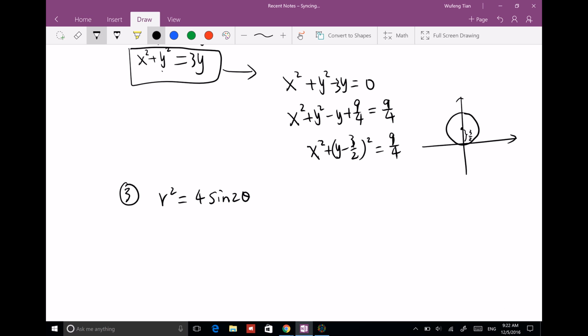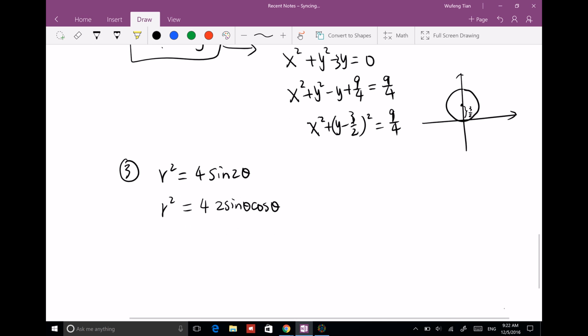Okay. So r squared. I'm going to write a little bit more for everyone. Changing sine 2 theta to 2 sine theta cosine theta, so you got r squared equals 8 sine theta cosine theta.